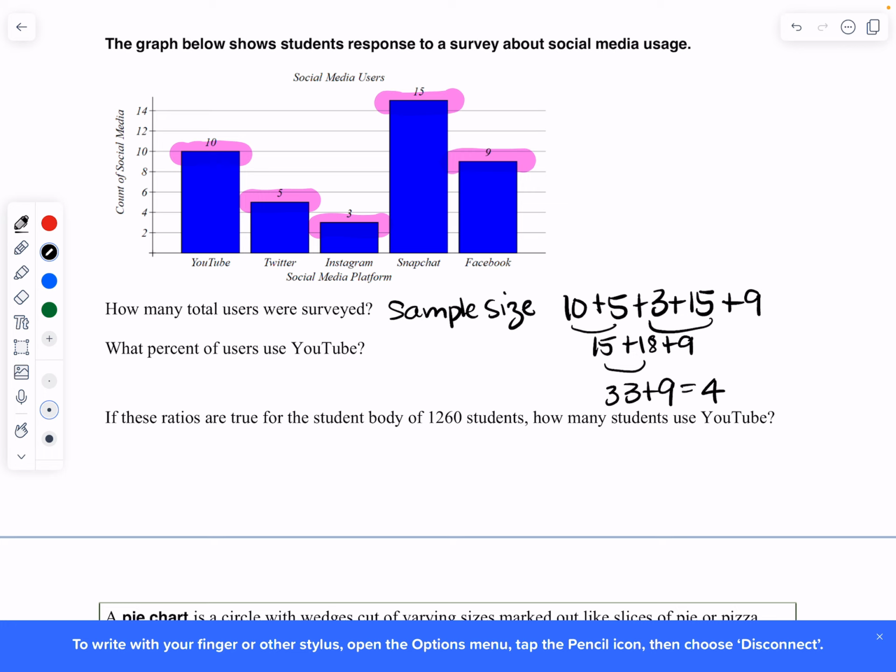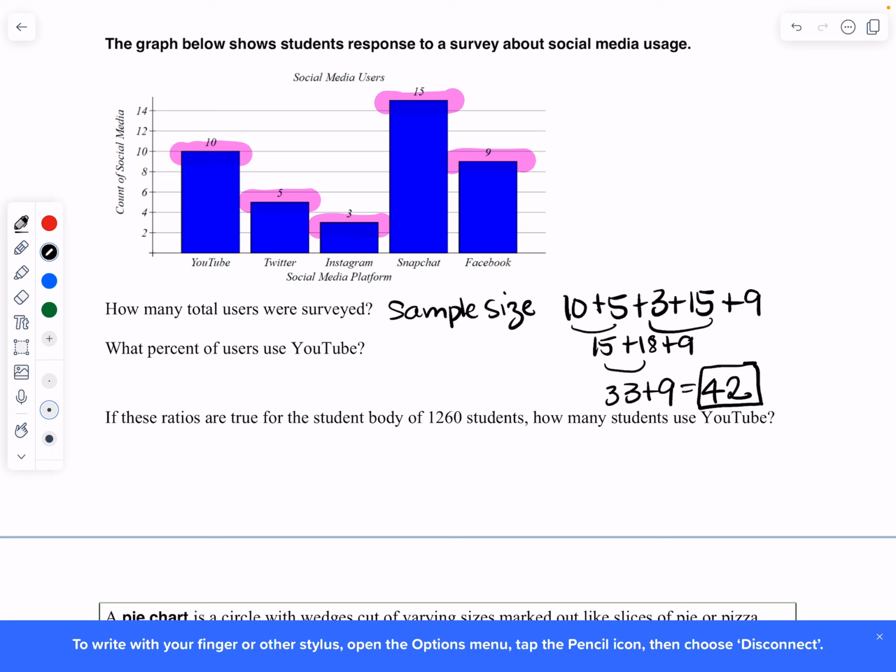So I got 42. I'm just going to double check that. And I do get 42 again. So with these, I just like to double check them really quick. So how many total users were surveyed? The answer is 42. What percent of users were YouTube?